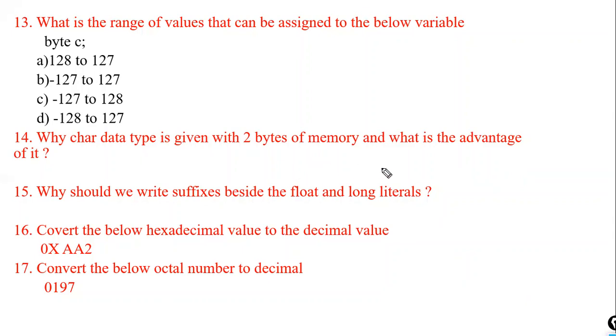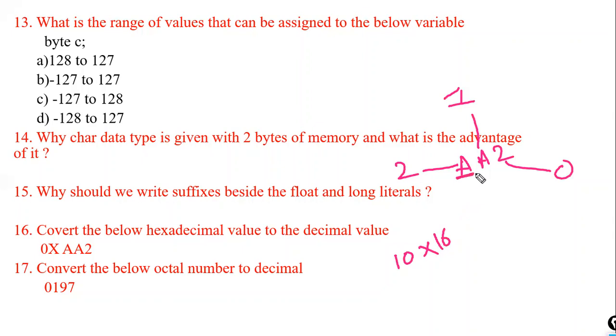That is, the number is AE2. The position of 2 is 0. The position of E is 1. And the position of A is 2. If I want to convert it to an equivalent decimal number, the value of A is 10, so 10 into 16 to the power of the position of the digit in the number. The position of the digit is 2.